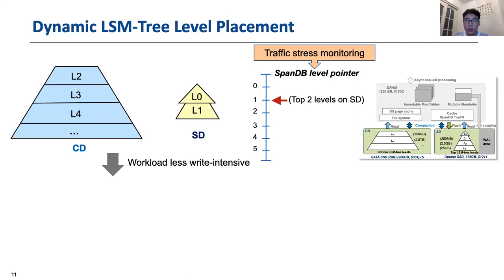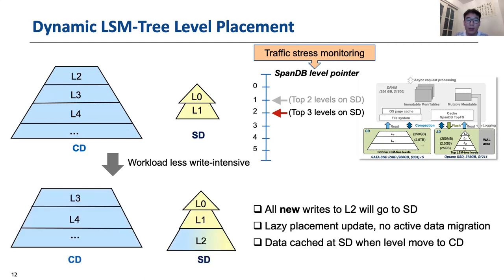When the workload becomes less write-intensive, SpanDB notices it and may adjust the pointer to 2, moving level 2 from the CD to SSD. Note that such a move is passive and lazy, as this only affects all the new writes to level 2, which will be written to SSD. Existing level 2 data on the CD will not be actually migrated. Similarly, if we move the pointer back to 1, level 2 data could be cached on the fast SSD.